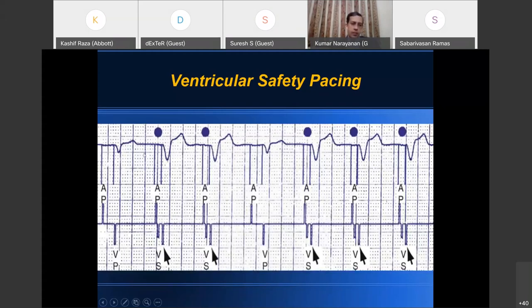So whenever you see this kind of a tracing, you look at the places where the blue dots are and contrast it to the other beats. The first beat, you can see atrial pacing, ventricular pacing after a specified and decent programmed AV delay.